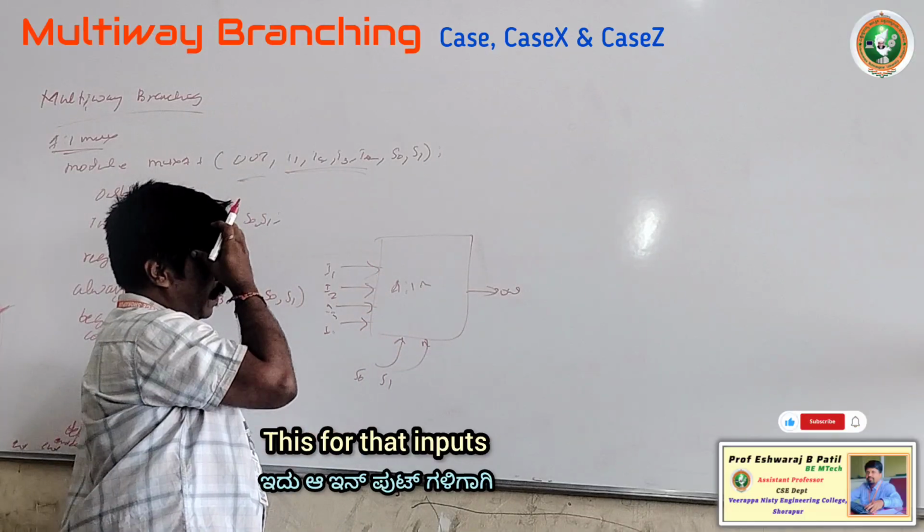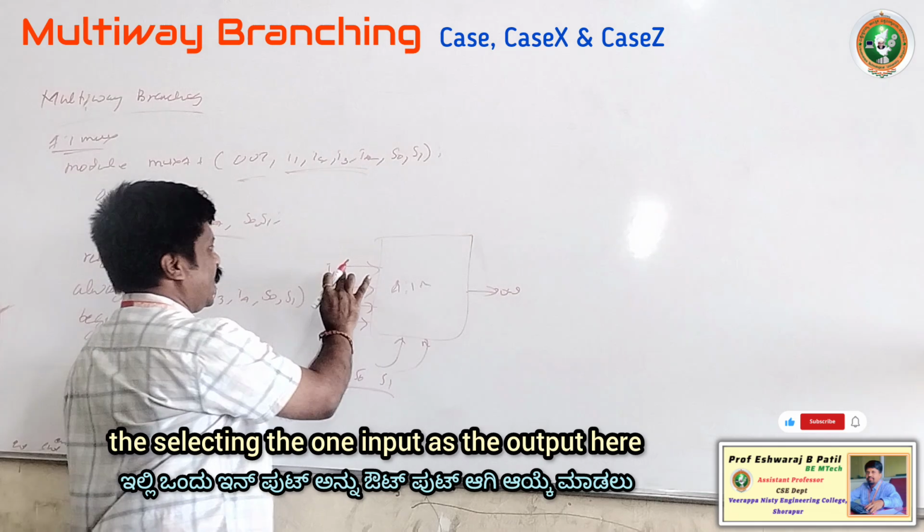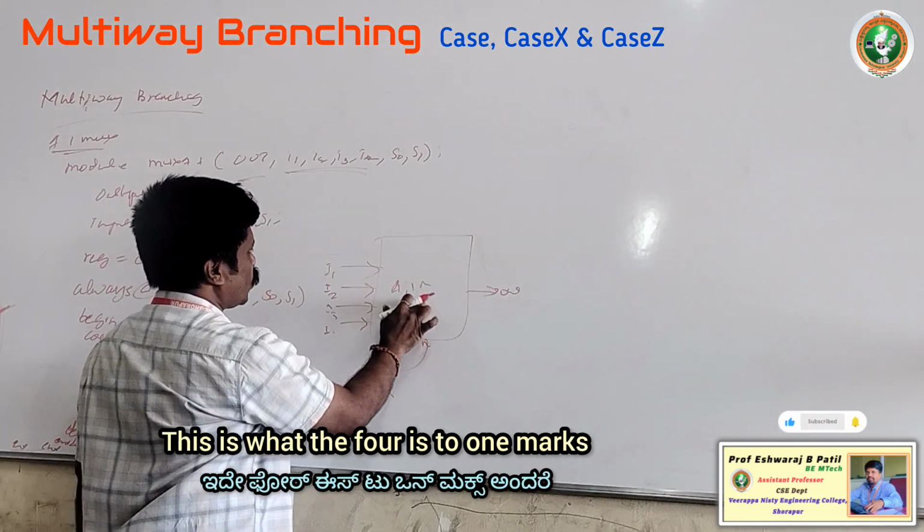This is for the inputs, and this one is the only output here. Then the selections are also considered for selecting one input as the output here. This is for the 4:1 mux.